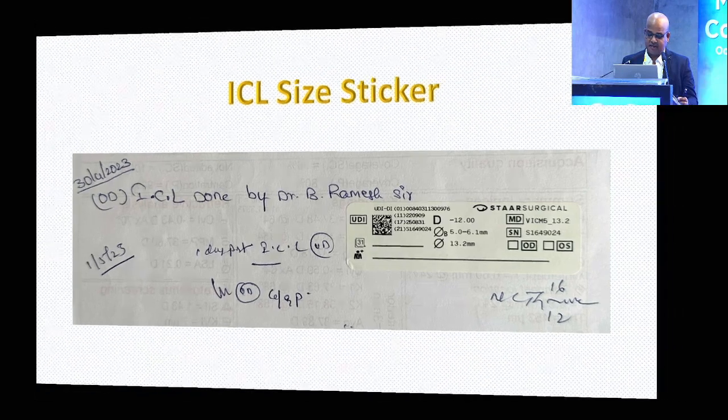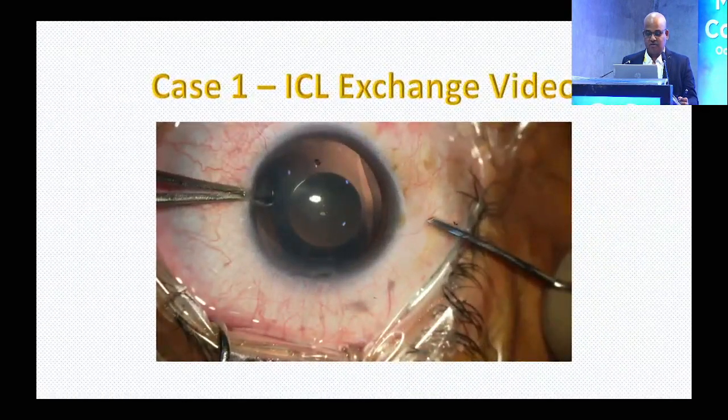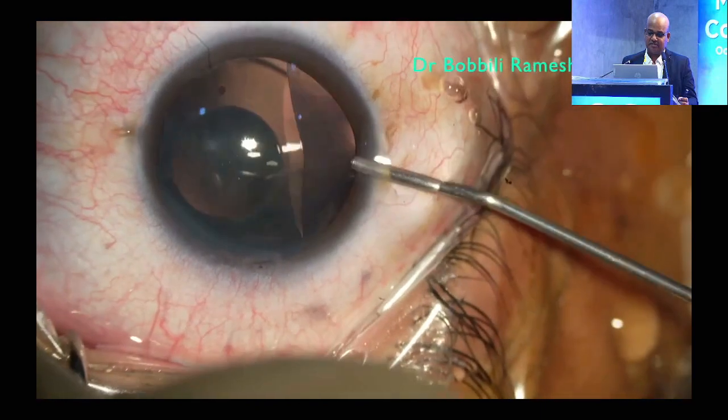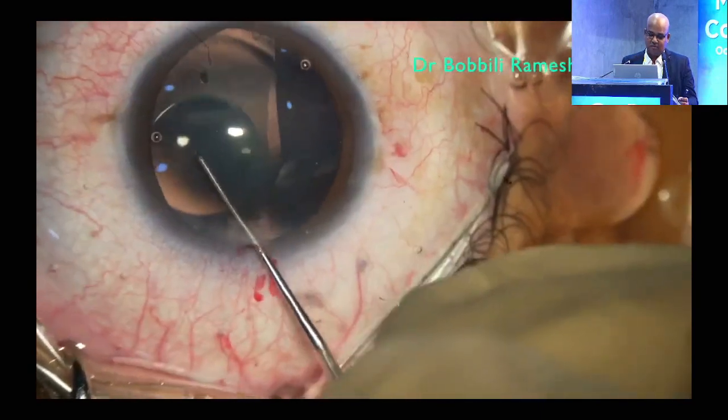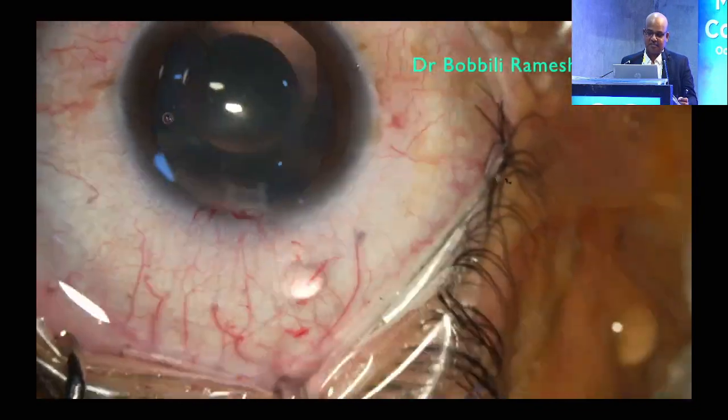Our next day post-op vision was 6/9, but there was low vault superiorly, and the posterior surface of the ICL was touching the anterior capsule of the crystalline lens. The ICL was subluxated inferotemporally, so that the ICL border is visible, and the central hole was covered by the iris, and IOP was 16 mm. So this is actually an undersized ICL. So we decided to exchange the ICL with a larger size. That is, we'll be implanting 13.7 in this case.